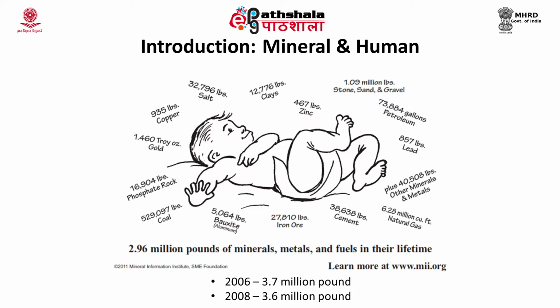So, you can see different minerals: copper, gold, phosphate rock, coal, bauxite, iron ore, cement, natural gas, other mineral and metals, lead, petroleum, sand, gravel, silt, zinc, clay, salt. All these mineral resources are natural resource, and human requires this for her or his lifetime. And if you look at the figure, in 2006 the requirement was 3.7 million pound per person, and in 2008 it is 3.6 million pound per person.